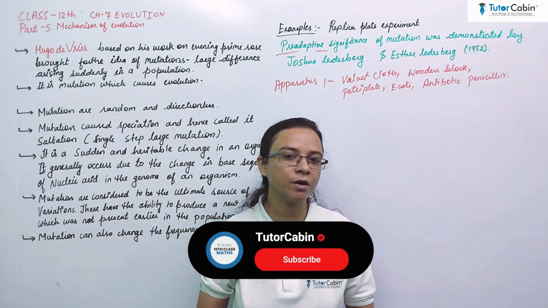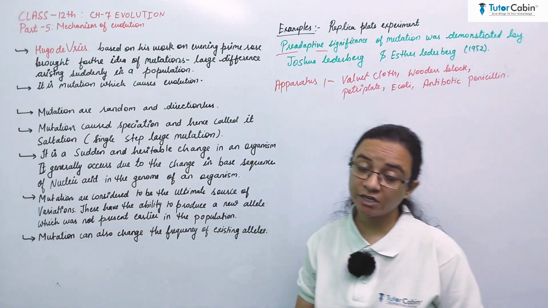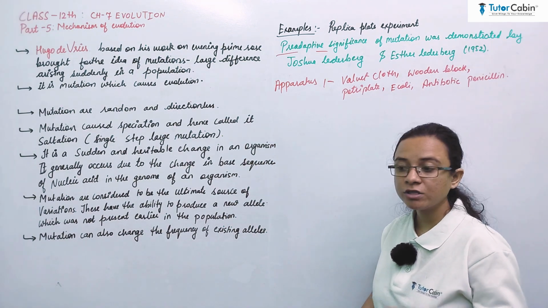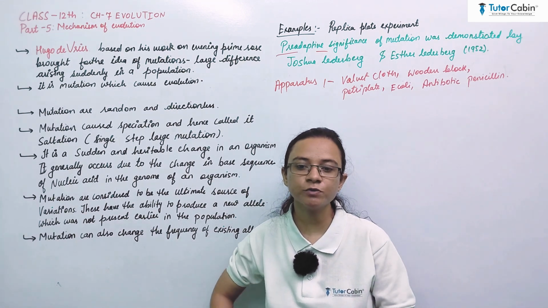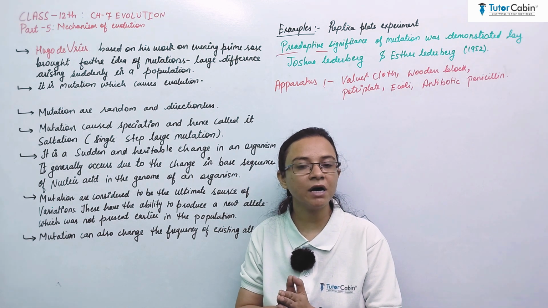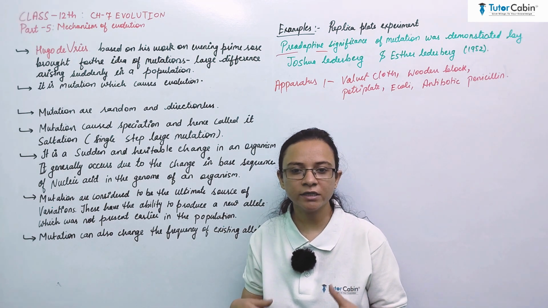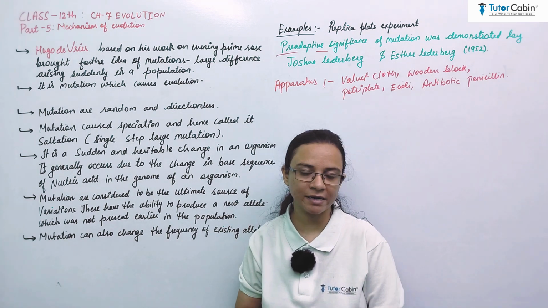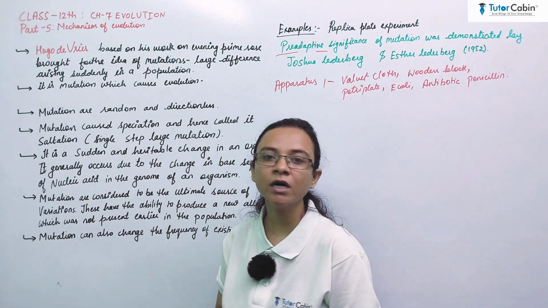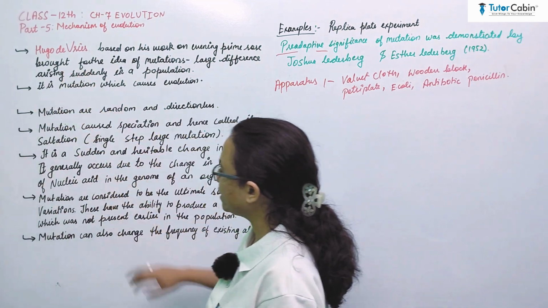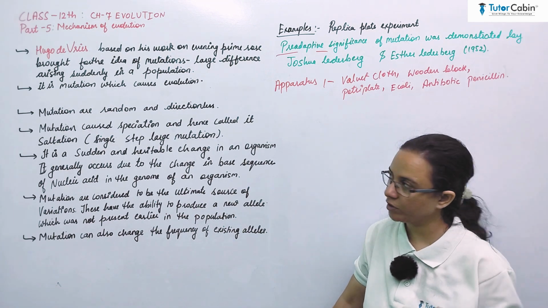Today in this lecture we study about the mechanism of evolution, that is part 5 of chapter number 7, evolution. The mechanism of evolution is actually based on mutation, because mutation causes evolution. If the organism forms any type of variation and has the capacity to adapt to adverse environmental conditions, it leads to evolution.